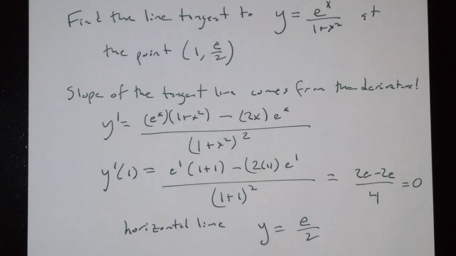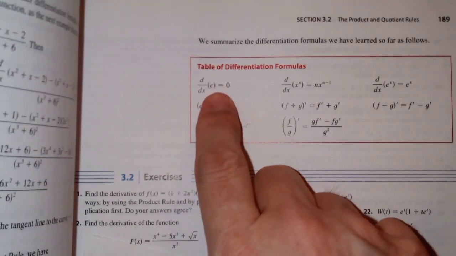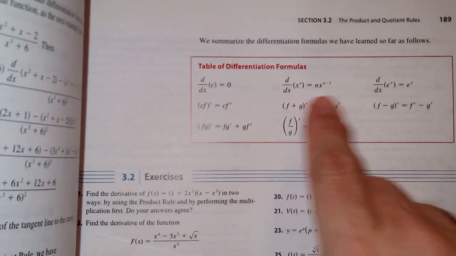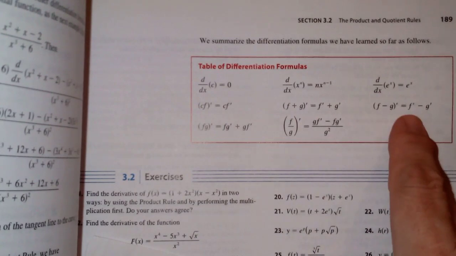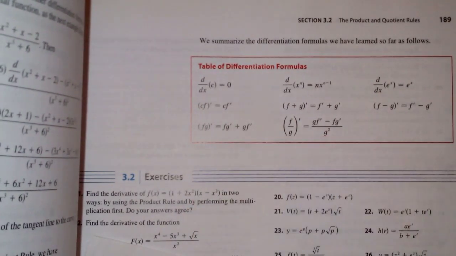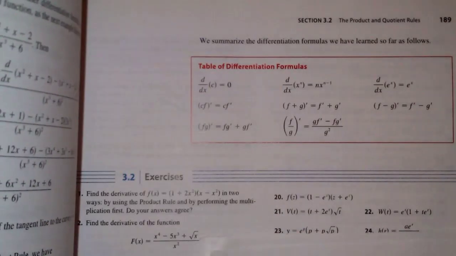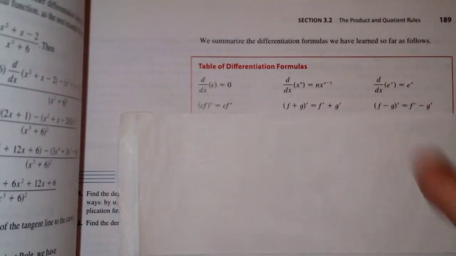I now have a substantially larger set of base rules for derivatives. Page 189. The derivative of a constant, the power rule, exponentials, constant multiple, sum, difference, and my two new ones, product and quotient. Those two are not on the exam. Those are.